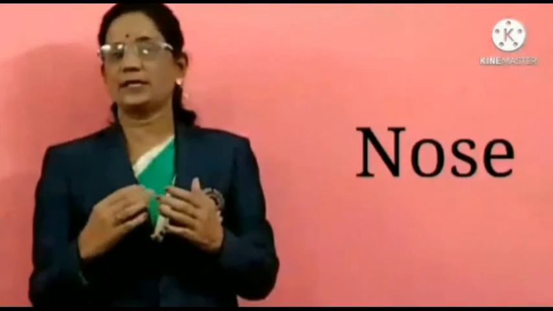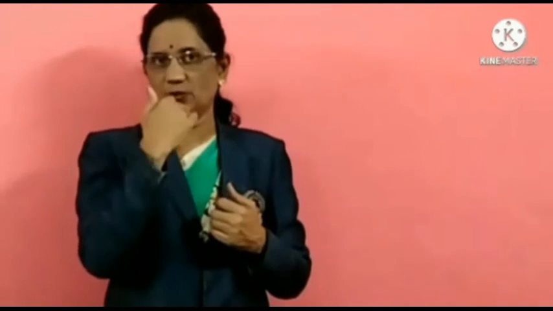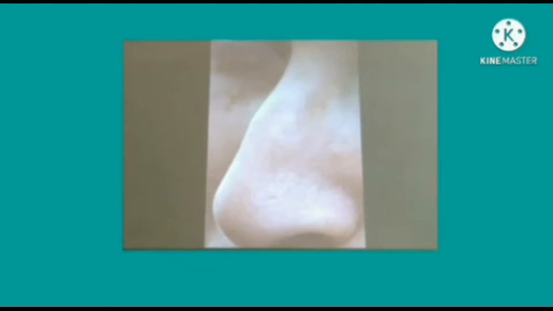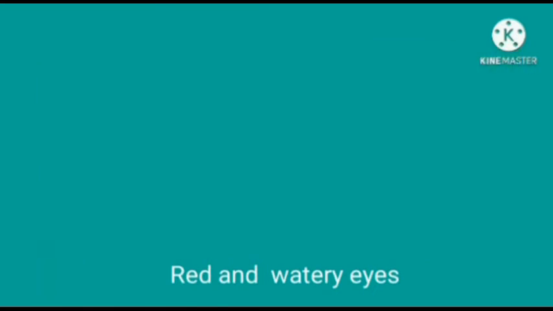And the third common entry route is the nose. Pollen grains, dust particles, spores and certain chemicals also find entry through the nose, and this can trigger continuous sneezing, coughing, running nose, itching and watering in the eyes. So these are the signs and symptoms of allergies after getting entry through the nose.